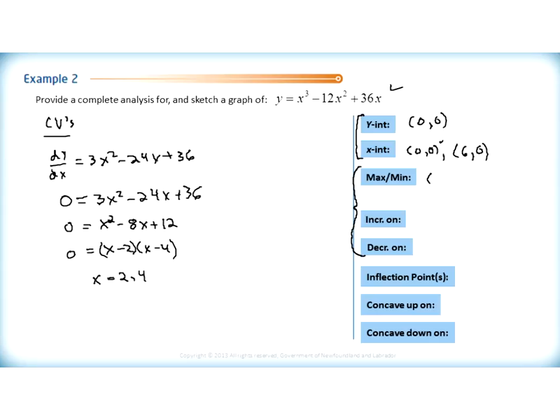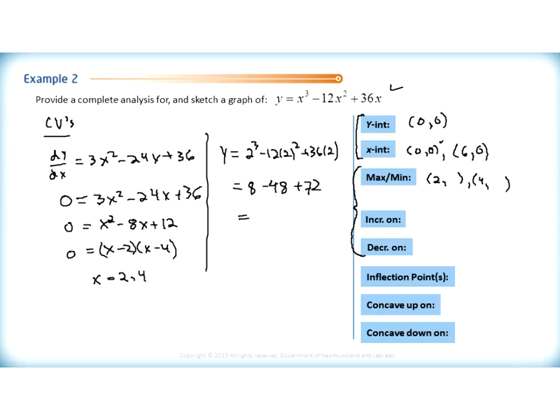So over here we can say when x equals 2, we're going to have some y value that we don't know yet. And when x equals 4, we'll have another y value that is yet to be determined. What we have to determine now is what those y coordinates are. So I say y equals 2 cubed minus 12 by 2 squared plus 36 times 2. And we'll put all that together. We have 8 minus 4 times 12 is 48 plus 72. So that's going to give us a lovely 32 altogether, I believe.